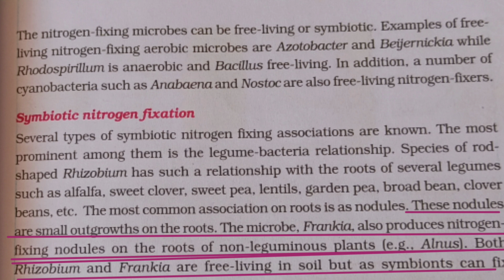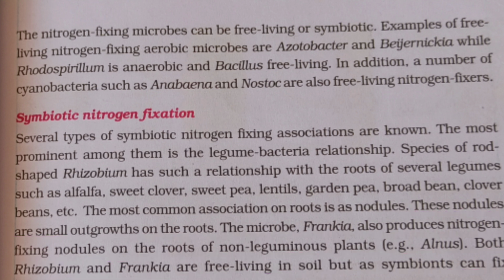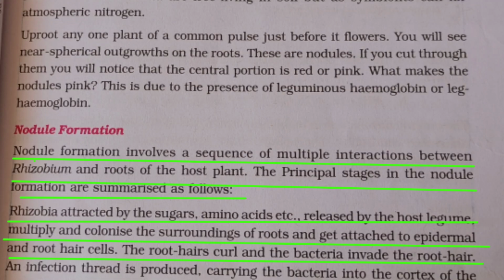The microbe Frankia also produces nitrogen fixing nodules on the roots of non-leguminous plants, for example Alnus. Both Rhizobium and Frankia are free living in soil, but as symbionts they can fix atmospheric nitrogen. Here, nodule formation involves a sequence of multiple interactions between Rhizobium and the roots of the host plant. The principal stages in the nodule formation are summarized.